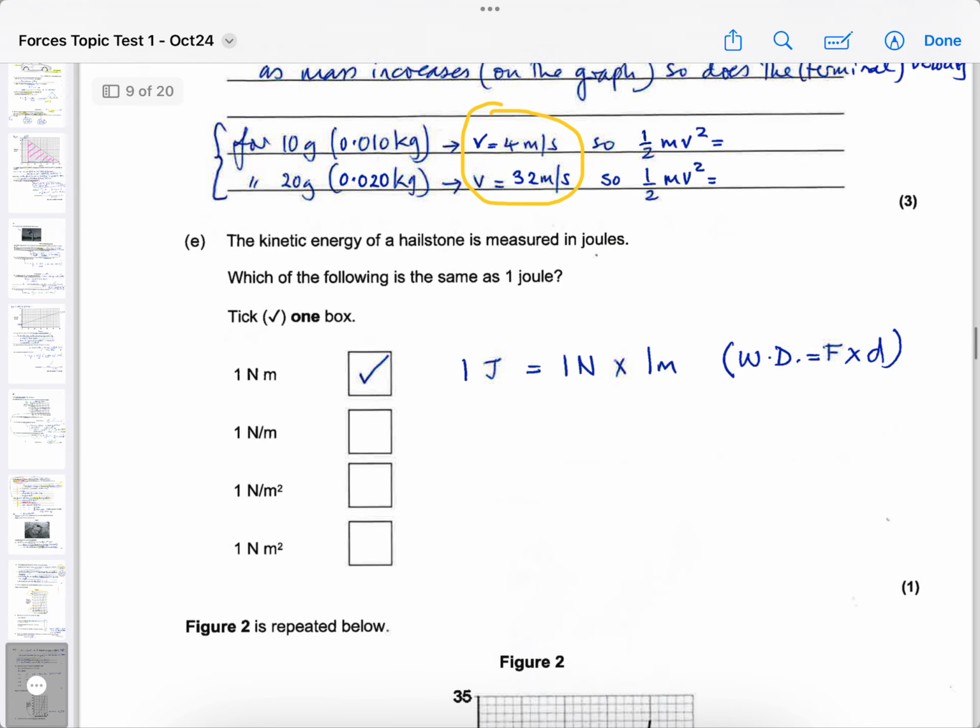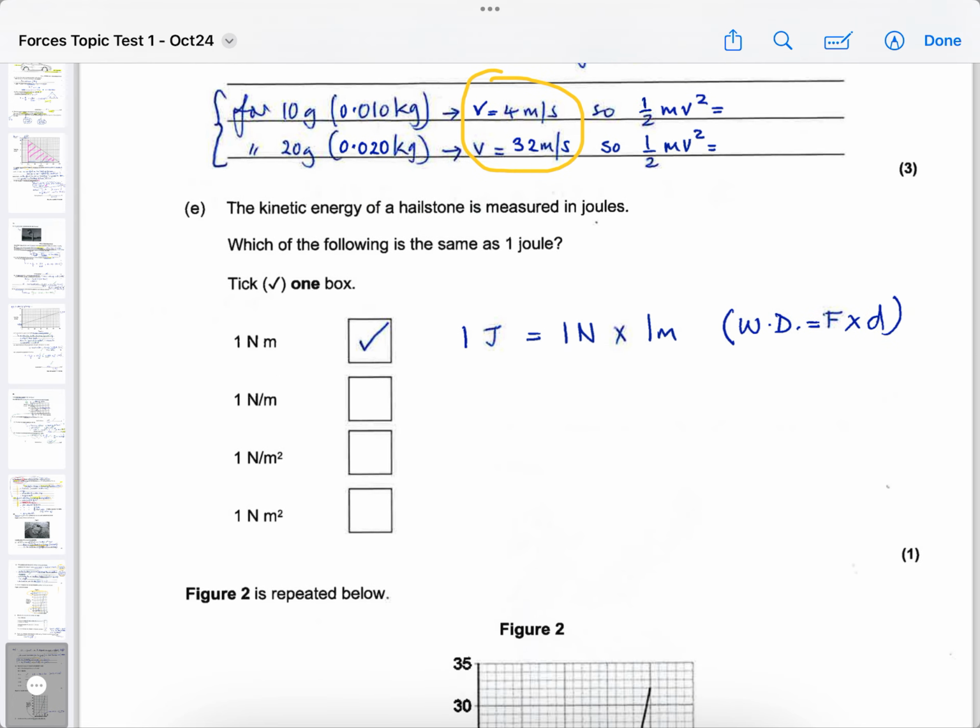Part E then says the kinetic energy of a hailstone is measured in joules. So kinetic energy is the movement energy, and it's half mv squared. Now some students may not have done this, so when we marked it, we actually took away the kinetic energy questions from the total mark. But it's good revision for those of you near 11.